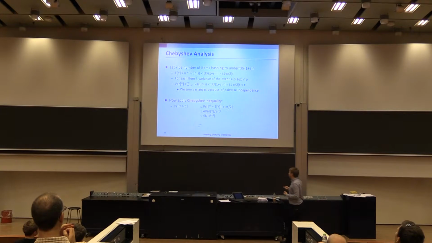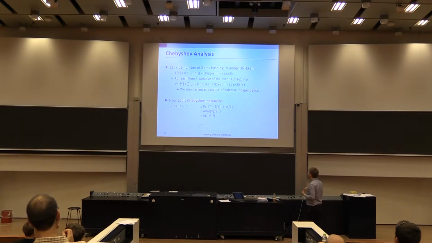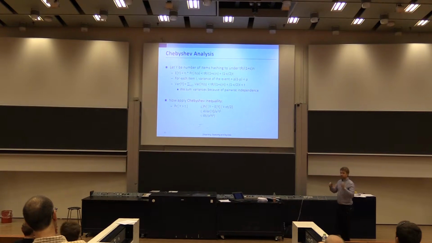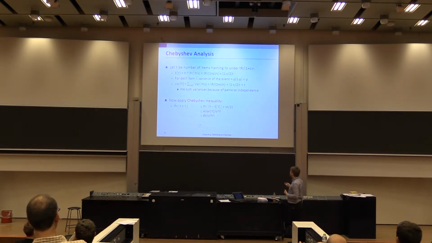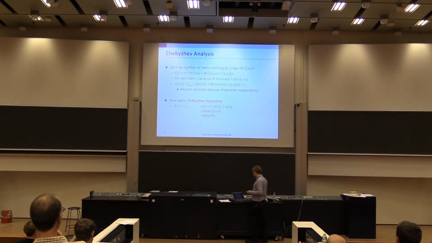And now we plug in the Chebyshev inequality. We say, what's the probability that we have more than t elements hashing into this range? It's the probability that y minus its expectation is more than some small fraction epsilon times t. So what's the probability that we get slightly more, epsilon t more, things than we expect? What we then need is just the variance of y divided by the square of that value. And because we have the variance depending on t, we can just choose this parameter t large enough to make this probability go down to a constant.